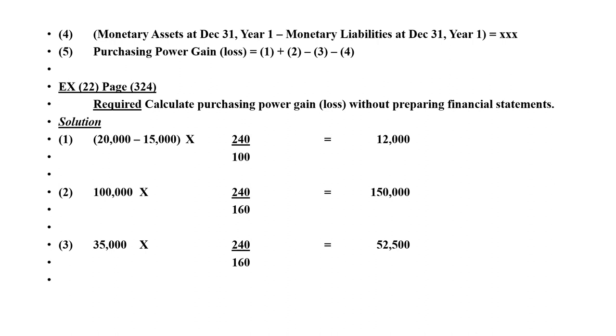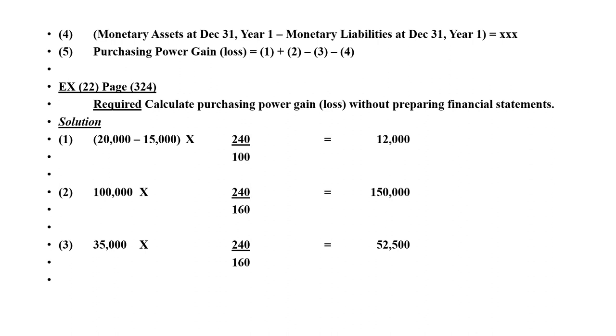Exercise 22, page 324: calculate purchasing power gain or loss without preparing a financial statement. Solution: first, monetary assets minus monetary liabilities at January 1st year 1, times the current price index over the historical price index. Monetary assets 20,000, monetary liabilities 15,000: 20,000 minus 15,000 times 240 over 100, the historical index at January 1st year 1. The result is 12,000.